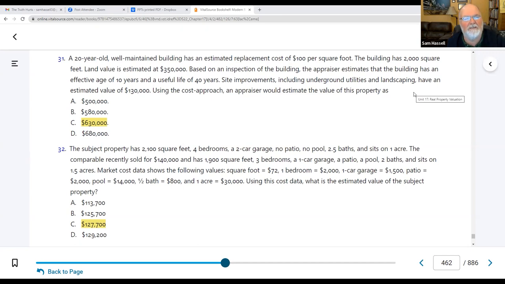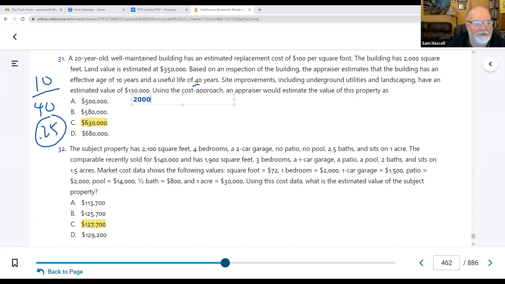Well, the first thing is, let's do this. Remember our age over life method that we were talking about earlier? All right, so we have 10 years divided by 40 is what we expect the useful life to be. So this is going to be 0.25. Will everybody agree to that? 0.25. All right, so now let's go and find out what we have to do here. So the first thing we're going to do is multiply 2,000 times $100, because that's what it says on top, $100 per square foot, 2,000 square feet. So our replacement cost for this building is going to be $200,000.